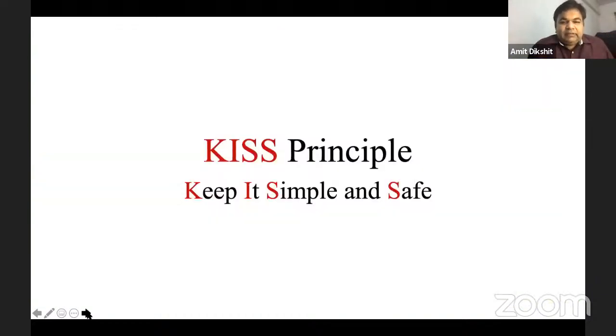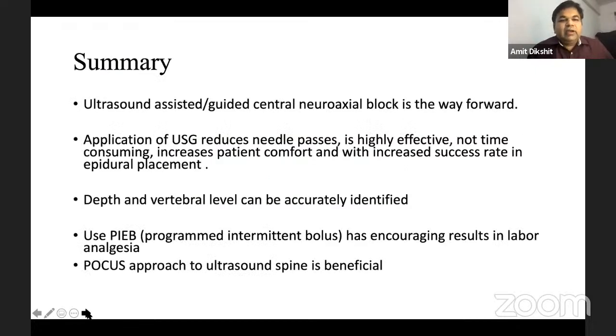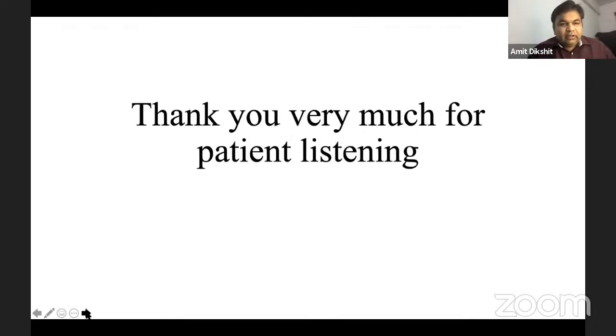So the KISS principle, this reminds me of: keep it simple and safe. So this concludes my topic. Ultrasound is a way forward. It reduces needle passes. Depth and intervertebral level can be accurately identified. Nowadays, we are moving towards programmed intermittent bolus. This is not the topic I'm planning to cover, but the focused approach is definitely useful.